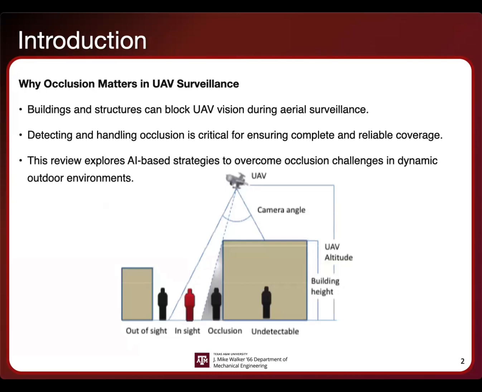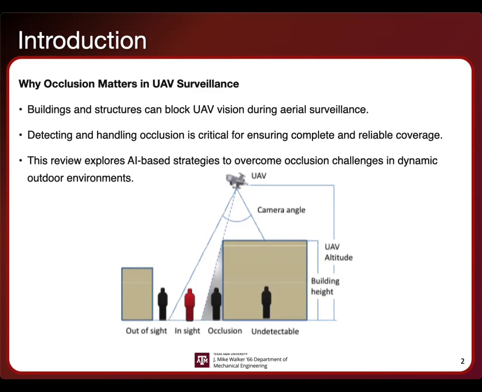This review explores how UAVs can overcome occlusion problems when conducting outdoor surveillance. UAVs, when flying over outdoor environments, often encounter situations where buildings or structures block parts of the visual field. Recognizing and handling these occlusions is a crucial factor for effective reconnaissance and surveillance operations. Occlusion handling is essential for maintaining reliable coverage passes and achieving robust real-time observation.